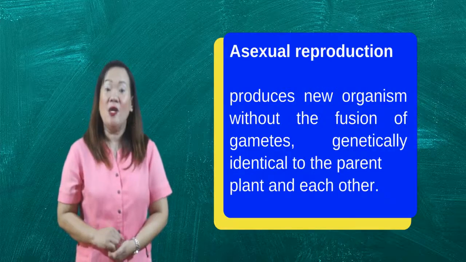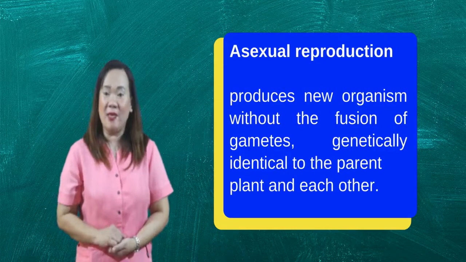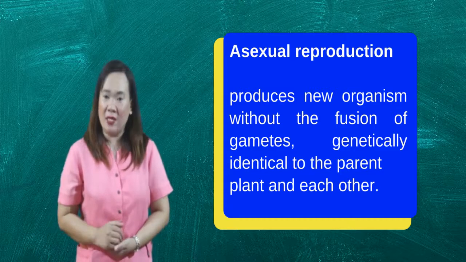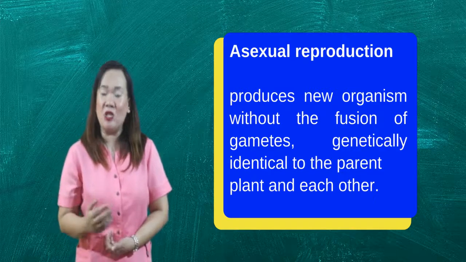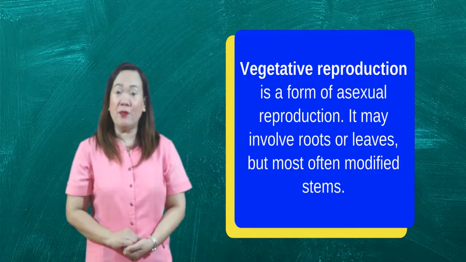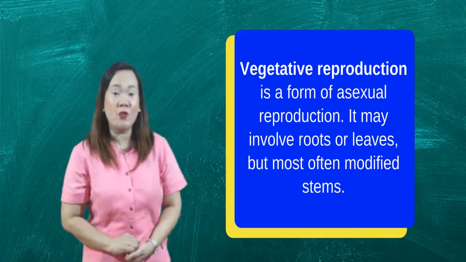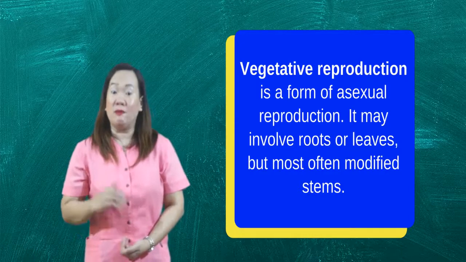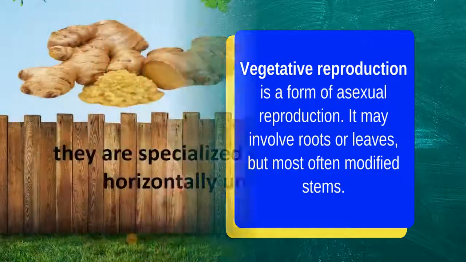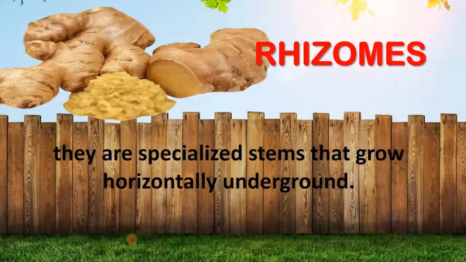Asexual reproduction produces new organisms without the fusions of gametes, genetically identical to the parent plant and each other. For you to better understand, look at these examples. Vegetative reproduction is a form of asexual reproduction. It may involve roots or leaves, but most often modified stems. Rhizomes. They are specialized stems that grow horizontally underground.